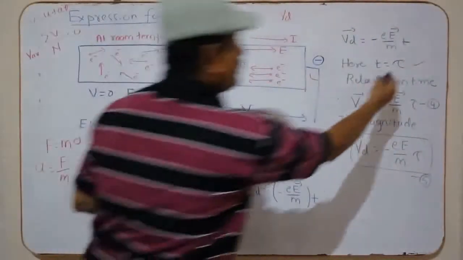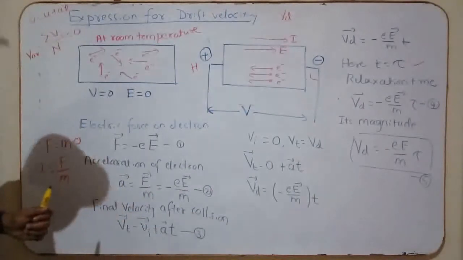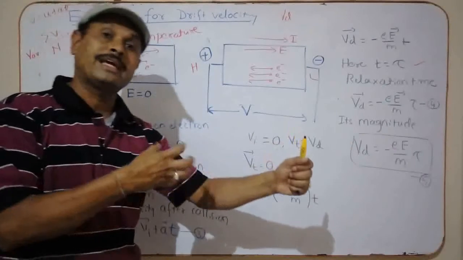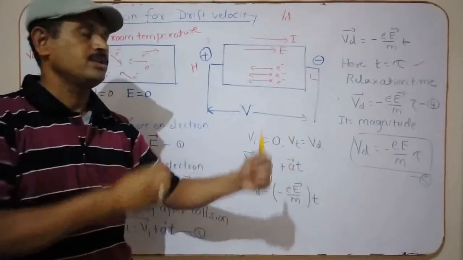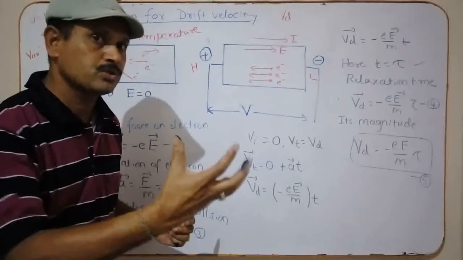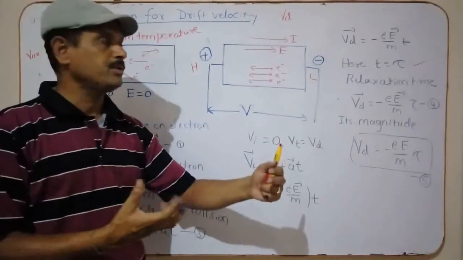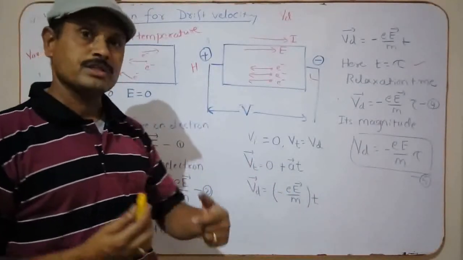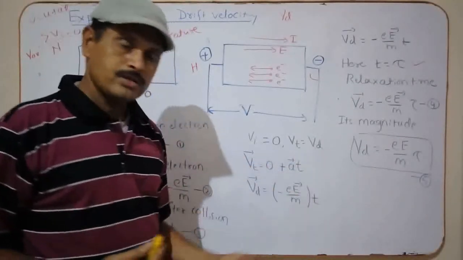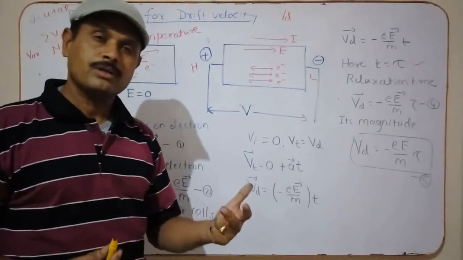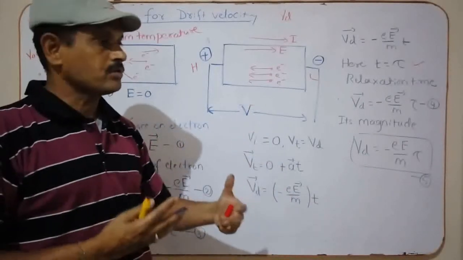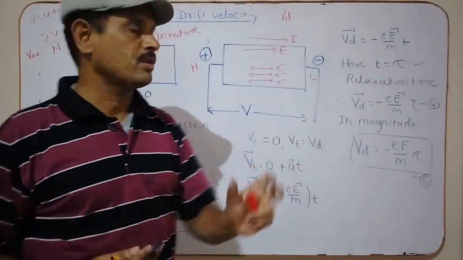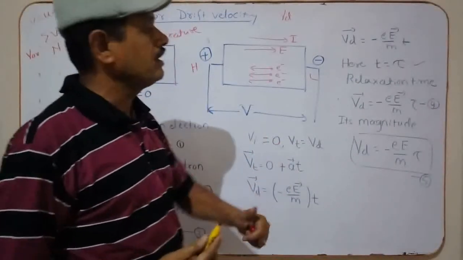ಅವಾಗ ನಾವು ಹೌ ಯು ಡಿಫೈನ್ ದ ರಿಲ್ಯಾಕ್ಸೇಷನ್ ಟೈಮ್, the important definition: the average time interval between two successive collisions of the electrons inside the conductor is called relaxation time. ಎವರೇಜ್ ಅನ್ನೋ ವರ್ಡ್ ತಗೋಬೇಕು. Now drift velocity define ಮಾಡಬೇಕಾದ್ರೆ ಎವರೇಜ್ ಅನ್ನೋ ವರ್ಡ್ ತಗೋಬೇಕು. Average velocity with which the electrons drift inside the conductor is called drift velocity, and relaxation time ತಗೊಂಡ್ರೆ average time interval between the successive collisions of the electrons is called relaxation time.